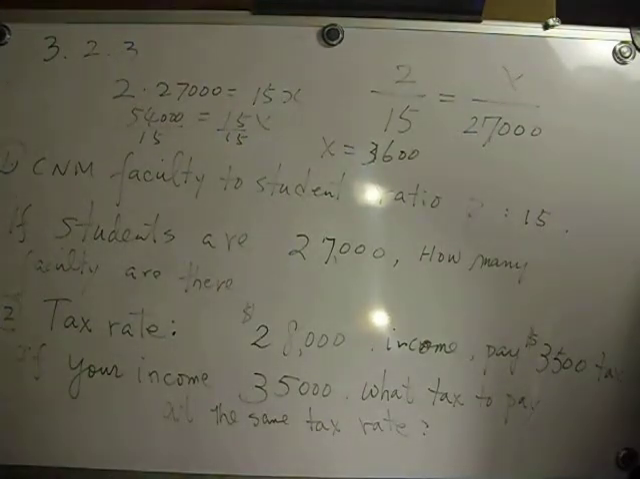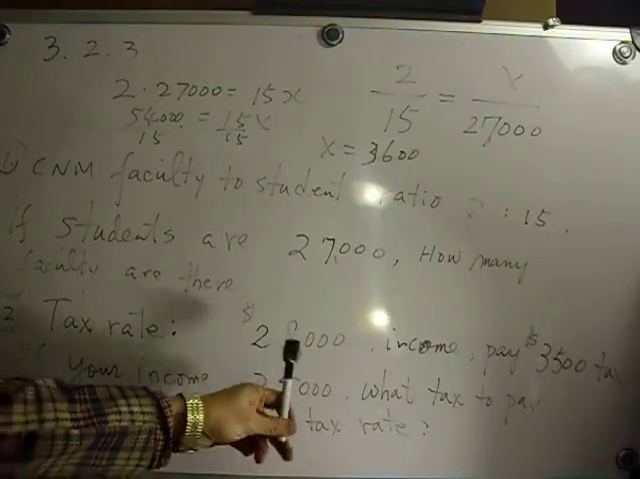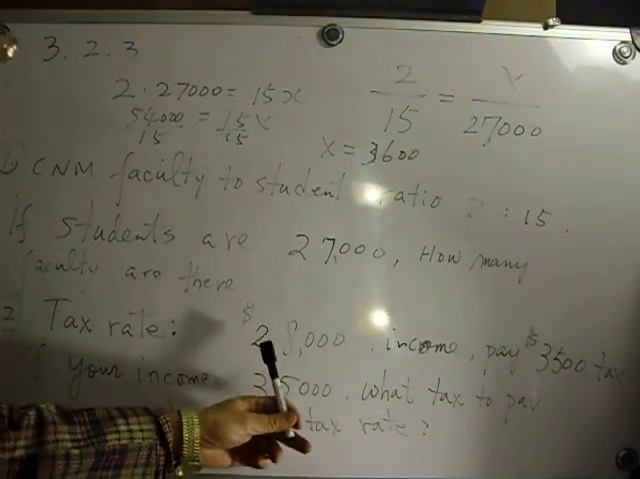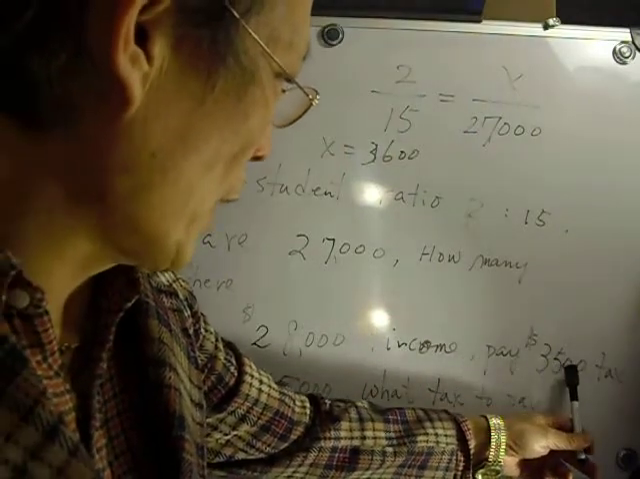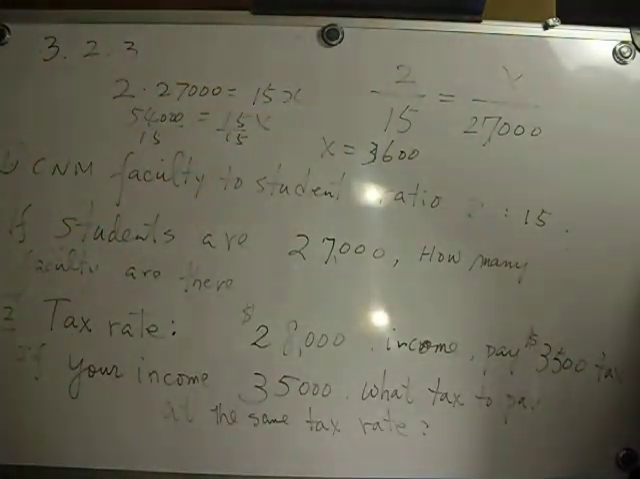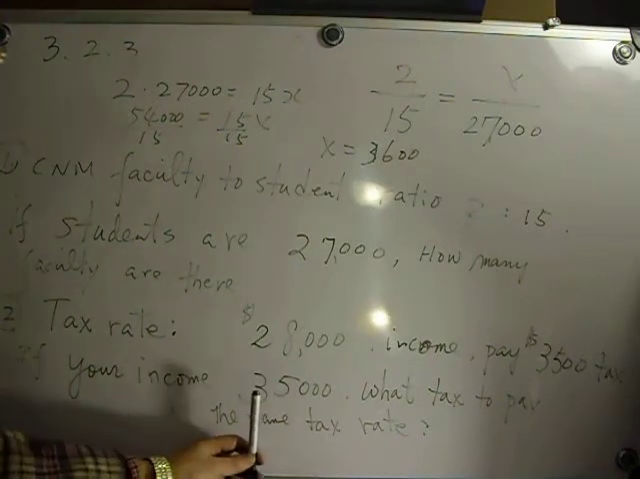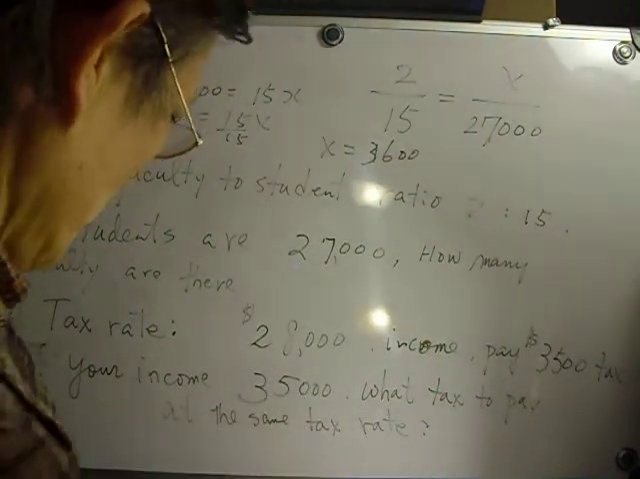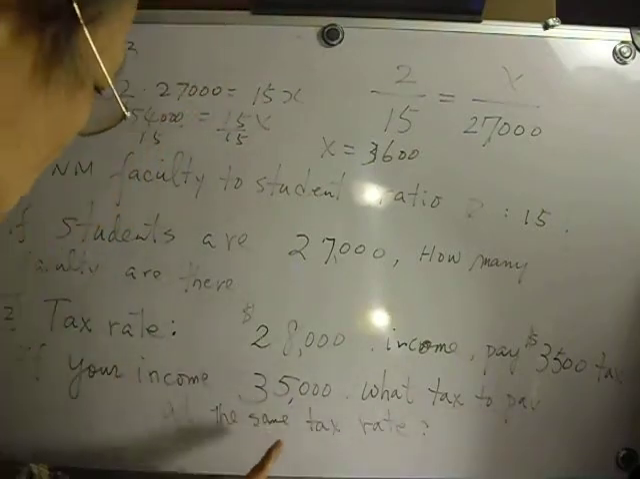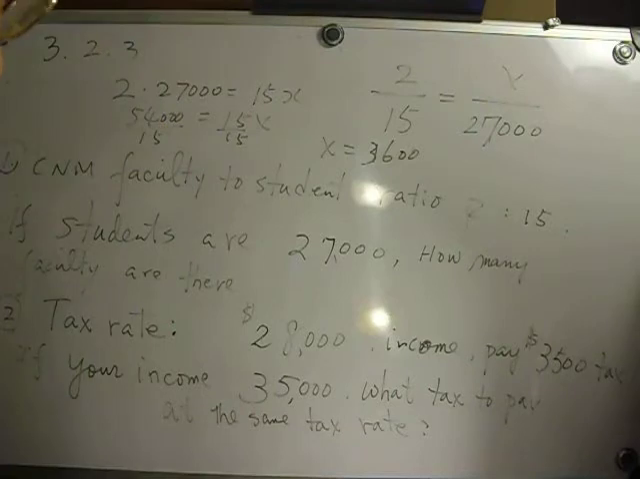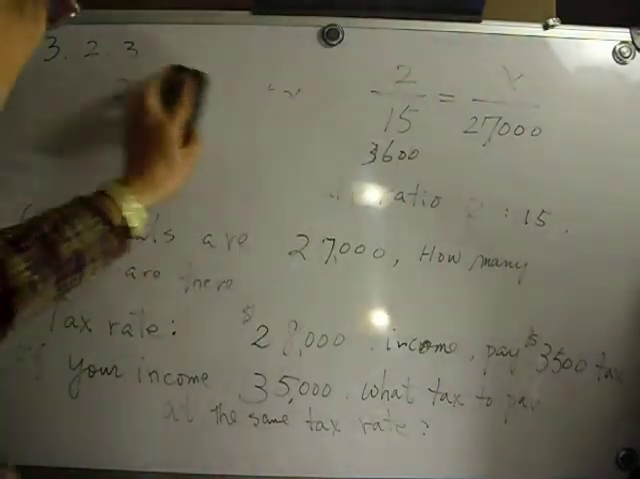This is about tax rate. Tax rate problem. Let me read this. Last year, your income was $28,000. You pay a $3,500 tax. If your income this year is $35,000, what tax do you have to pay at the same tax rate? The same tax rate. This is another typical proportion problem.